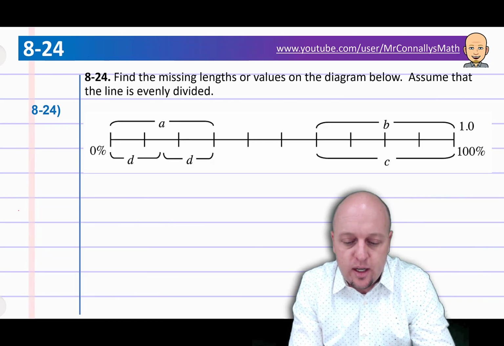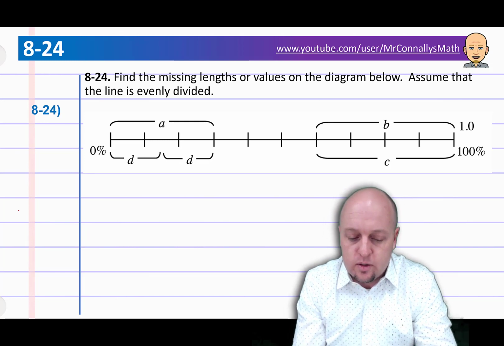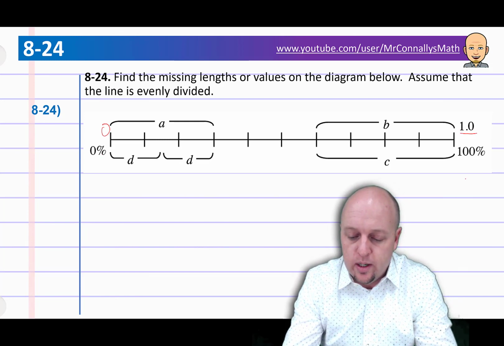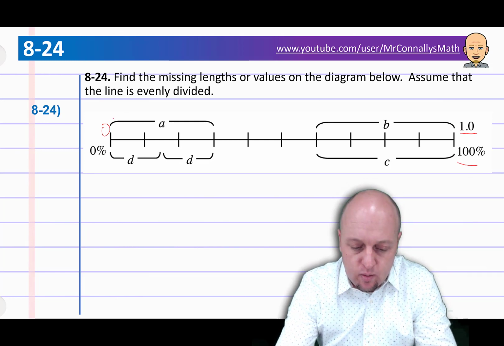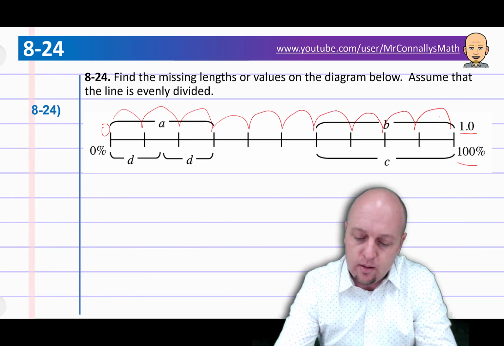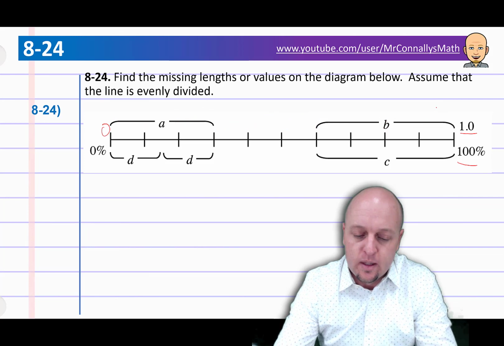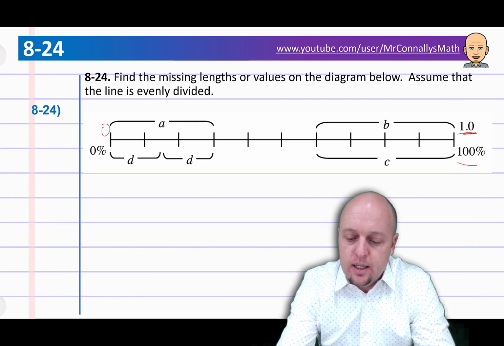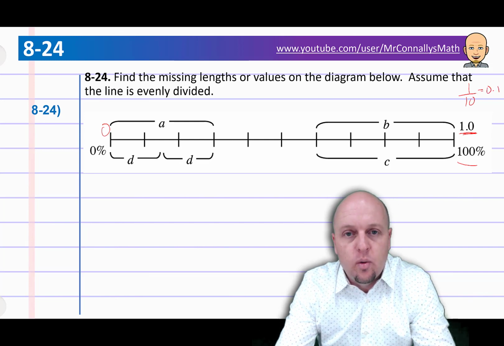24. Find the missing lengths or values on the diagram below. Assume that the line is evenly divided. All right, so it looks like we start at 0 here and 0%. And on the top it's 1.0 and 100% on the bottom. Okay, so let's count these gaps here. We've got 1, 2, 3, 4, 5, 6, 7, 8, 9, 10. Okay, there's 10 gaps there, 10 intervals. So that means we've got to take 1.0 and divide it by 10. So what's 1 divided by 10? That's 1/10. So that means each one of those gaps is 0.1 or 1/10.